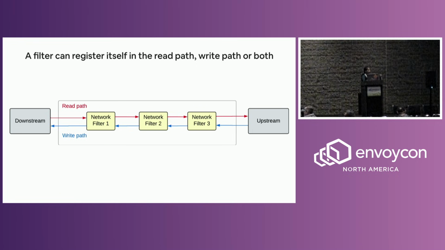And another important callout regarding our understanding of the network filters is about the read path versus the write path. The path of data from the downstream to the upstream is called the read path in Envoy, and the path back from the upstream to the downstream is called the write path. Most of the filters that we develop are registered in the read path, but if you have any specific functionality you want to do on the write path, you can register the filter on the write path as well. For today, we are going to focus on the filters registered in the read path.